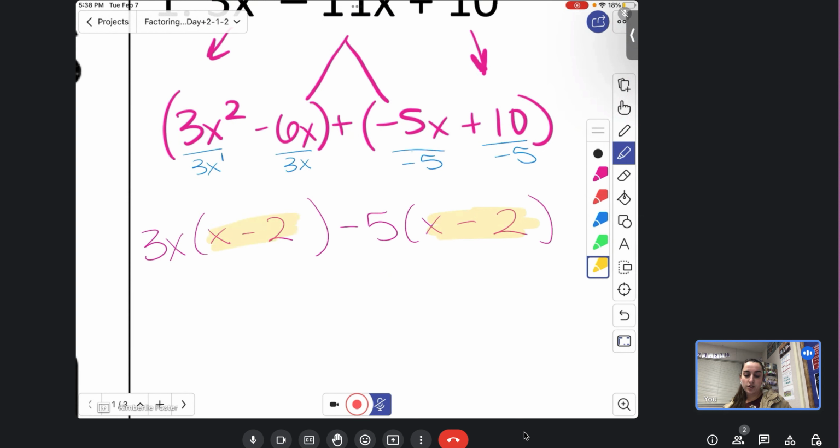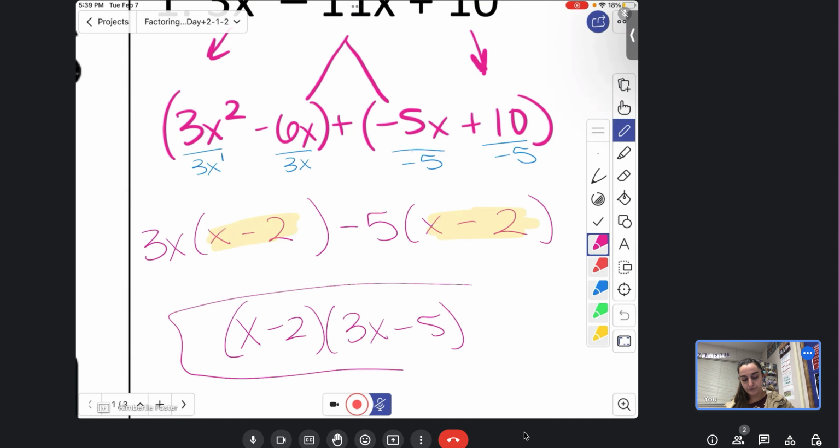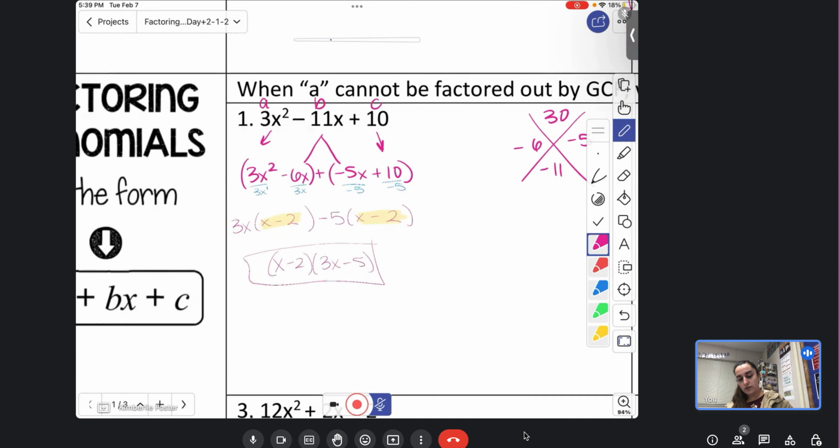So just like we learned on Tuesday, if I were to factor out an x minus 2, if my x minus 2's went away, if I pulled them out, I would be left with this 3x and this -5. Okay? So 3x minus 5. And these can be written in the reverse order. I could have 3x minus 5 times x minus 2. Okay? The order doesn't matter there. All right, so that's that one.